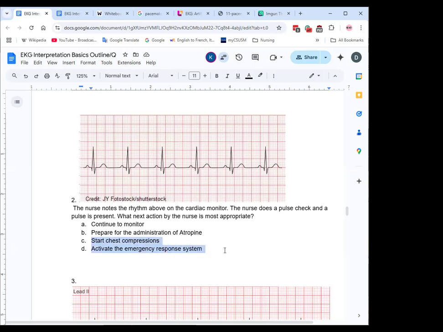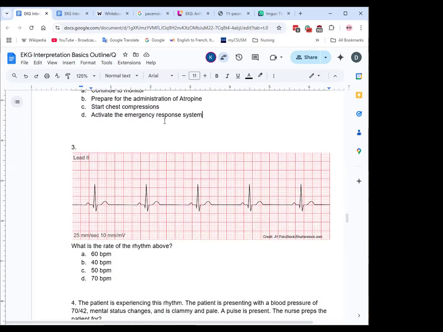And then activating the emergency response system kind of just goes with the patient likely having no pulse and not doing too good. All right, so let's look at number 3. What is the rate of the rhythm above?